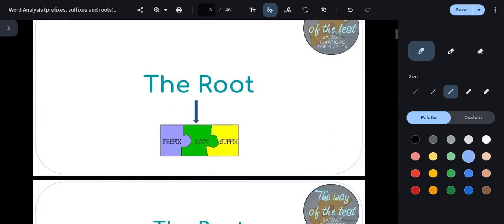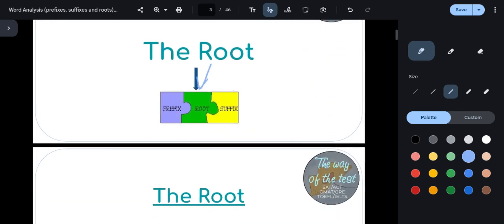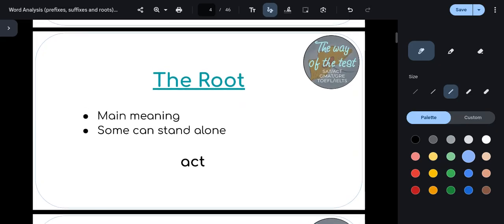We're going to analyze each of these parts, starting with the root, the middle part. The root is what we call the main meaning of the word. And some roots, actually the majority of roots, can stand alone, meaning you can use them as full-on words. Let's take the word act. The word act is already a word, meaning it's already a verb or a noun, and you can just use it as part of a sentence. But this is also a root, which means when you combine it, you're going to create different words.